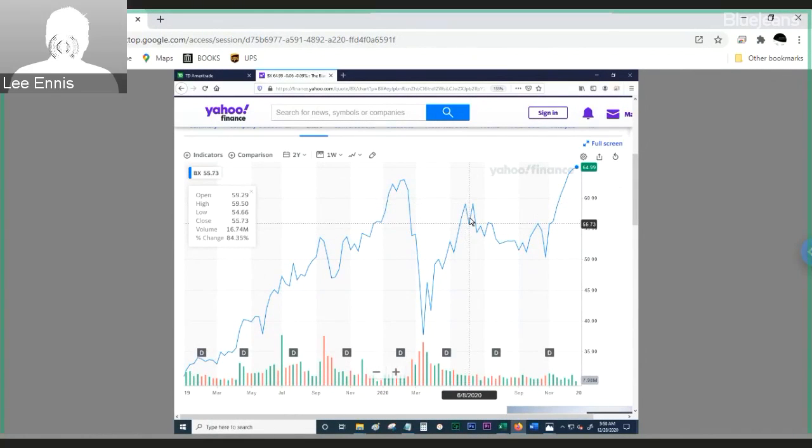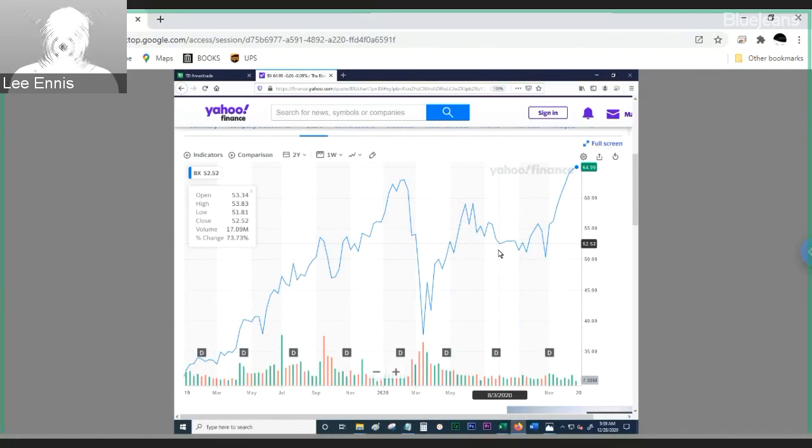1 week, that's 2 weeks. Price didn't move at all, right? Okay. 1 week, 2 weeks. Price moved like $1. 1 week, 2 weeks. Price moved from 55 or 56 to 53.